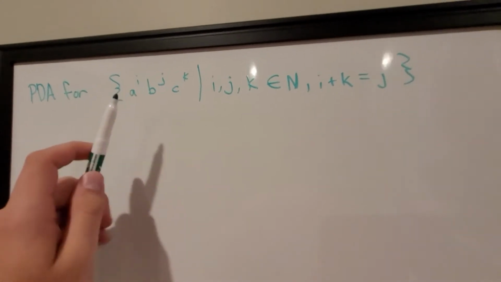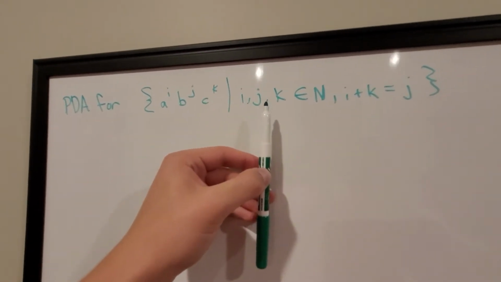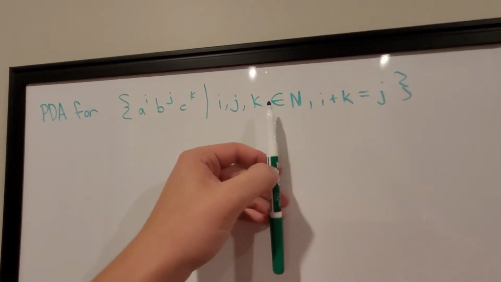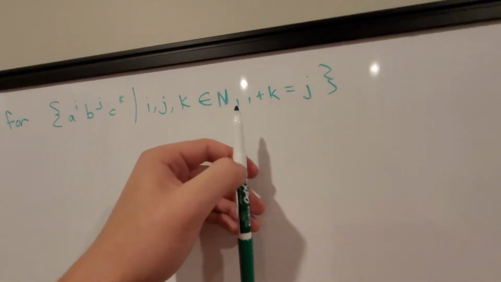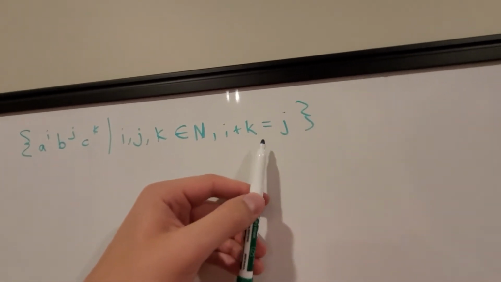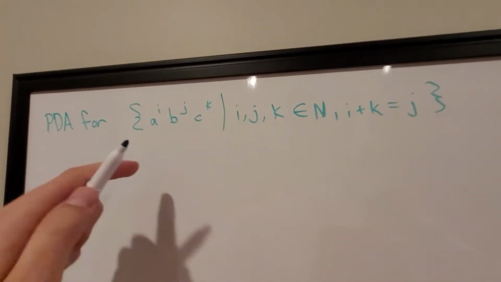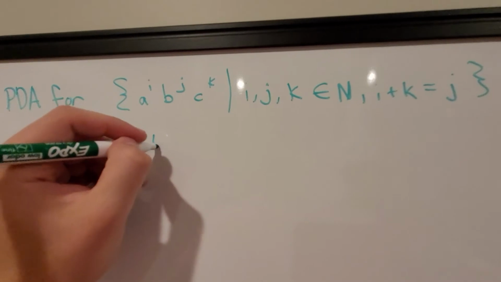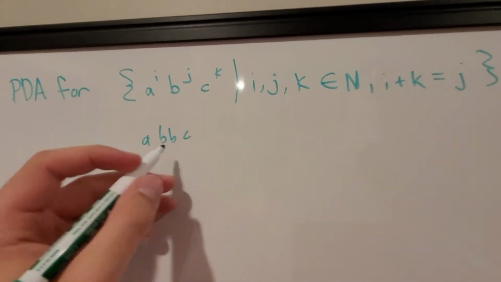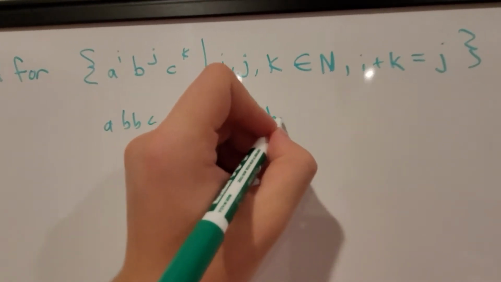All right, so we have 3 variables, A, B, C: a^i b^j c^k, where i, j and k are all part of a set of numbers where i plus k equals j. So apparently we need to have something like a, b, b, c. That would be a valid string. Like a, b, b, b, c, c.